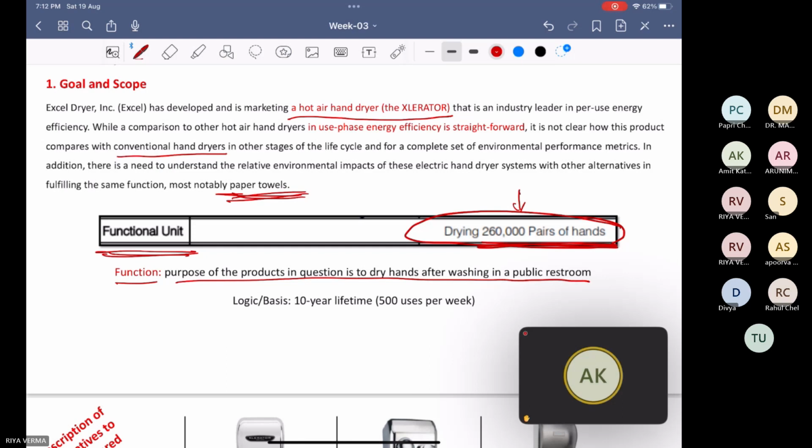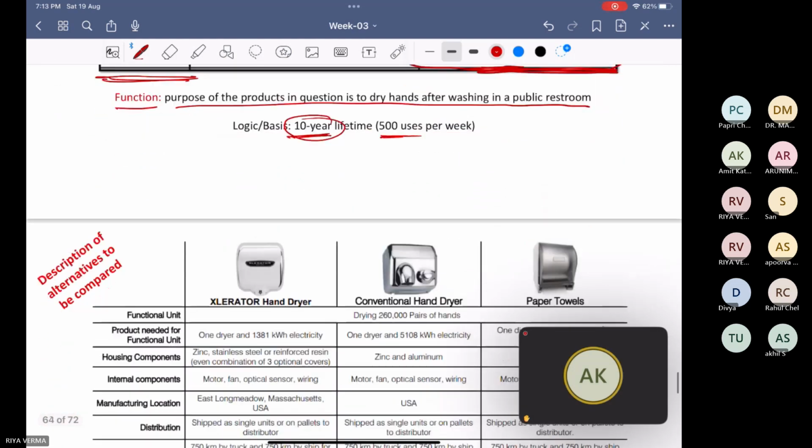और क्यों हमने इस फंक्शनल यूनिट को 2,60,000 ही क्यों रखा है? क्योंकि अगर हम अज्यूम करें कि एक हॉट एयर हैंड ड्रायर की एवरेज लाइफ साइकिल है 10 years और 500 टाइम्स इट गेट्स यूज पर वीक, तो उसके करस्पॉन्डिंग हमने फॉर 10 years के लिए इसका नंबर ऑफ हैंड्स निकाला है.